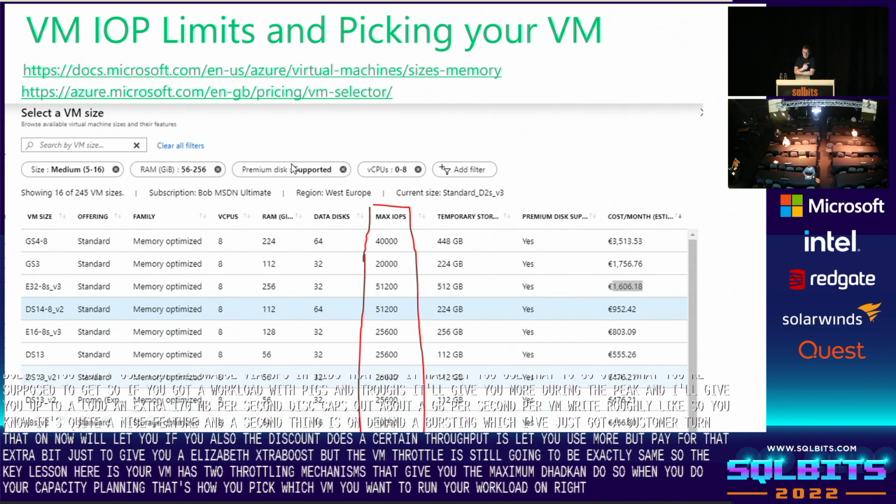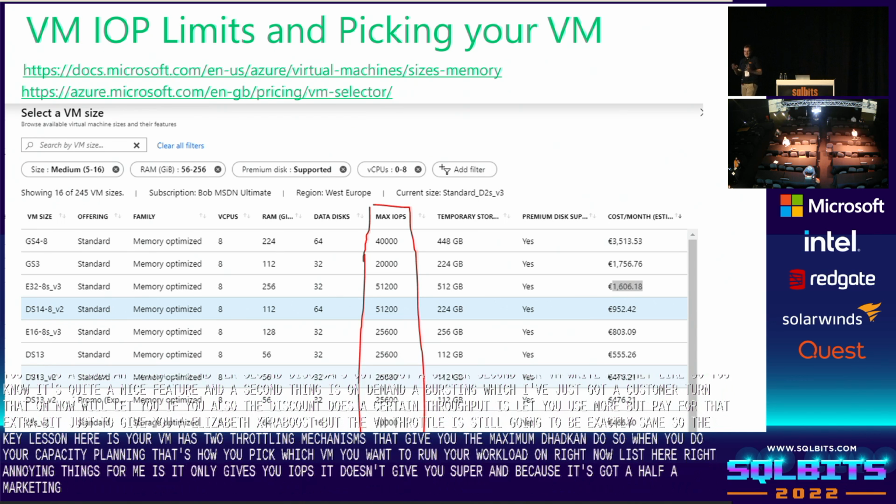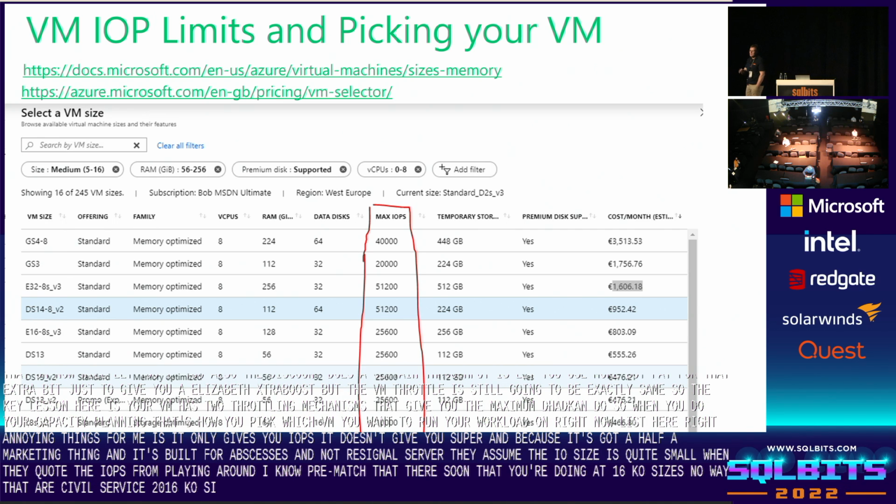Now, when you go to the portal and you say, I want a VM, it'll give you this type of list here, right? One of the annoying things for me is it only gives you IOPS. It doesn't give you throughput. And because it's half a marketing thing and it's built for app servers and not really SQL Server, they assume the I/O size is quite small when they quote the IOPS. From playing around, I know pretty much that they assume that you're doing a 16K I/O size. There's no way that SQL Server is going to do a 16K I/O size, right? It's going to be 64 or something like that.